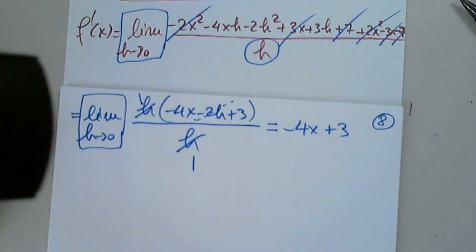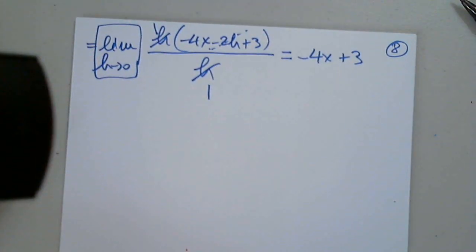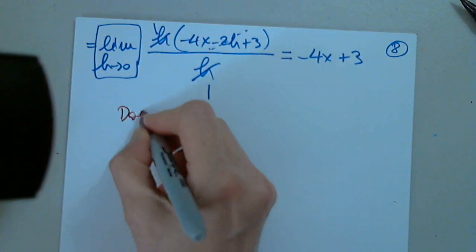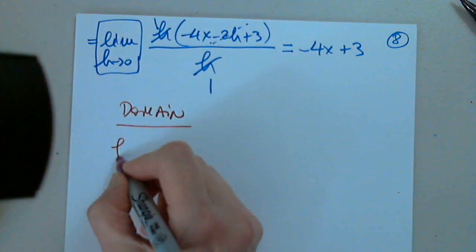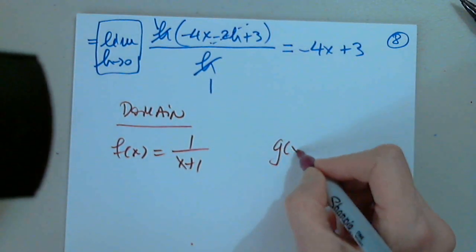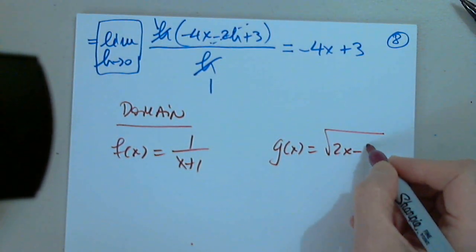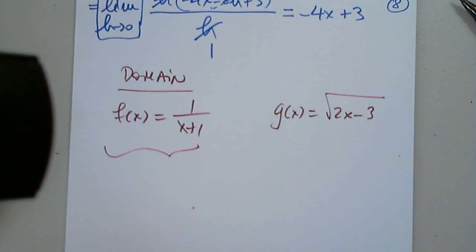Okay. Absolutely. All right. Let's talk about domain, finding domain. So for example, if I have a function 1 over x plus 1, and then if I have another function, the square root of 2x minus 3, how do I find the domain of this function?